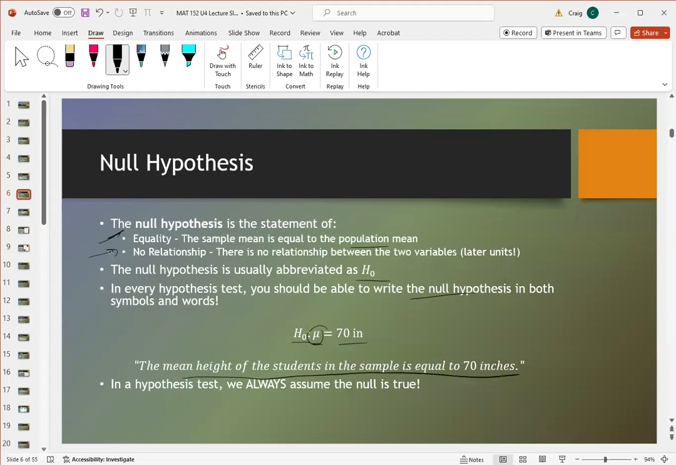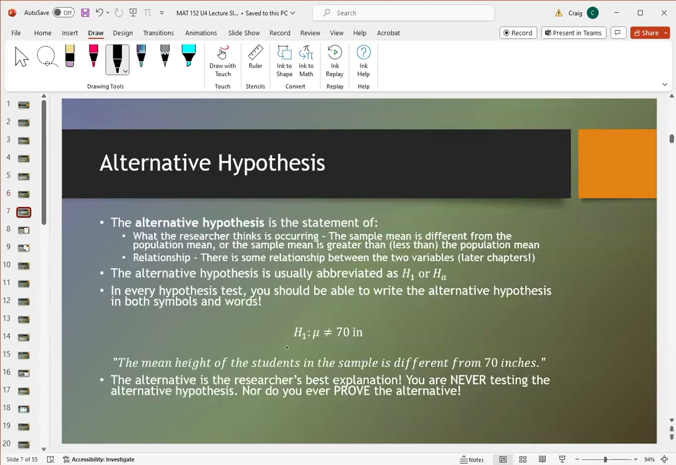It's always the statement of equality. We're always assuming that the sample we chose is no different from any other sample we would have chosen. Right? We always assume that the null is true. We start from there. Okay, the alternative hypothesis is what we think is happening.